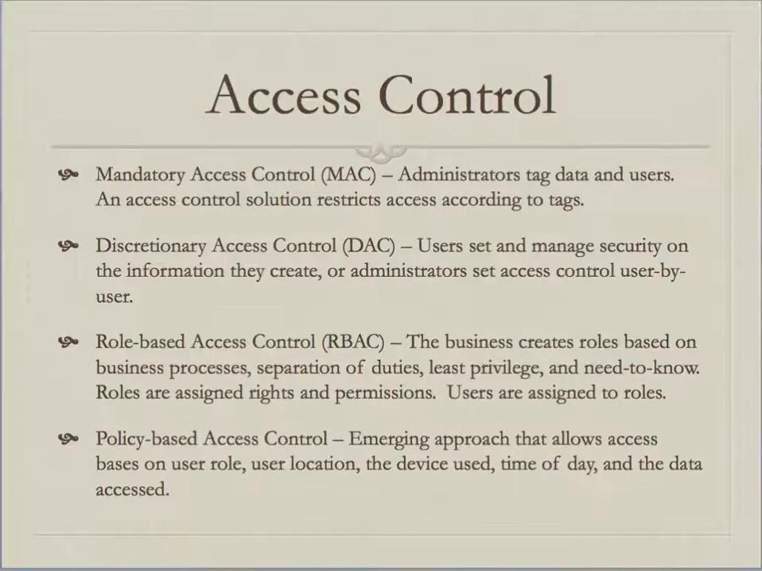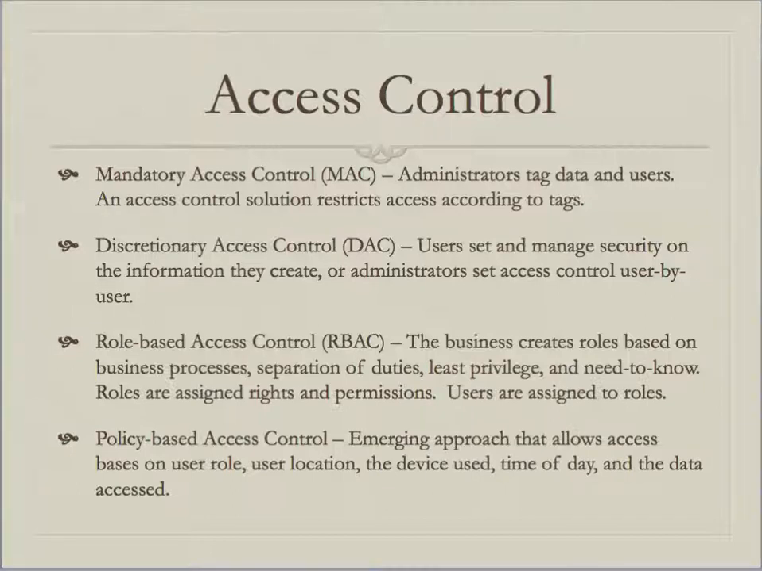Next, we're going to take a look at access control. There are 4 types of access control that I want to talk about in this lecture: mandatory, discretionary, role-based, and policy-based. Mandatory access control is a very detailed and hard to implement approach to keeping people out of places they're not supposed to go. It's done by tagging and labeling, and we're going to see in the next slide how that works.